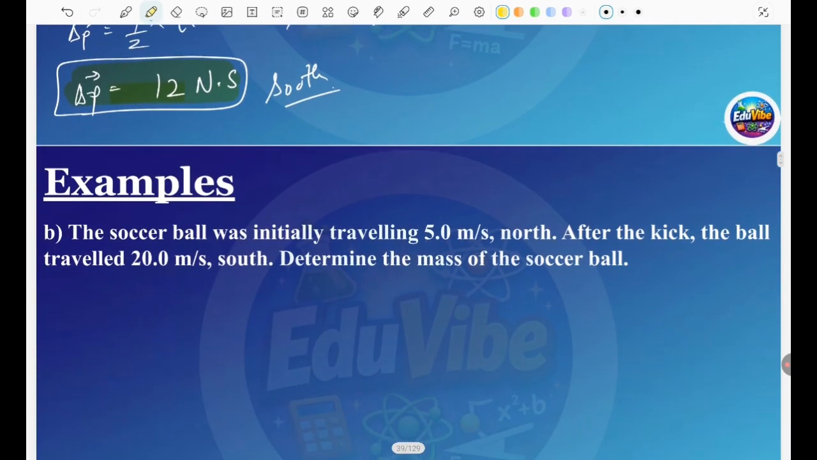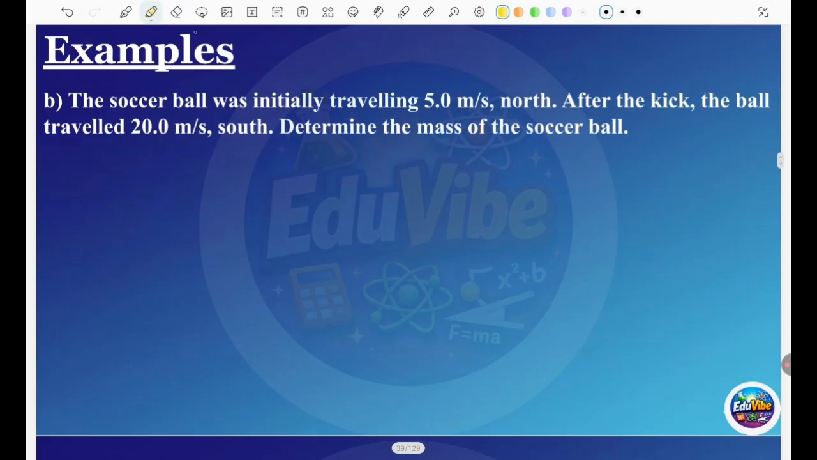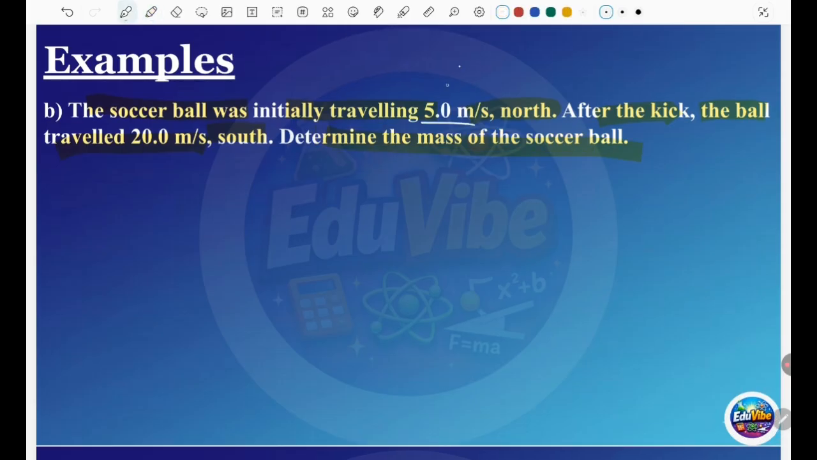So the next question is related to this B part. They mention the soccer ball initially traveling 5.0 meters per second north. After the kick, the ball traveled 20.0 meters per second south. Determine the mass of this. We have 5.0 meters per second, which is our Vi, initially at north. We take south as positive in the A part, so north is negative. After the kick it's 20.0 meters per second, so this is your final velocity.